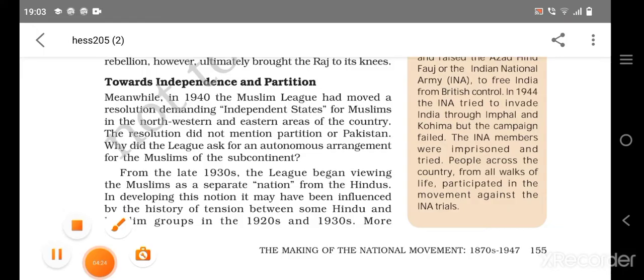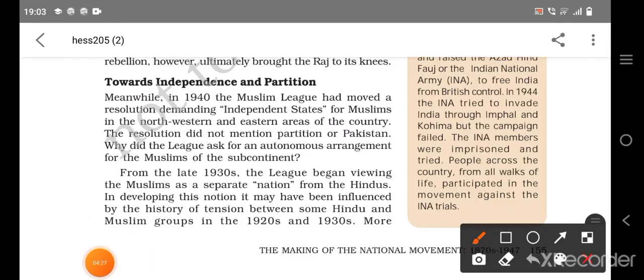Basically, from the late 1930s, the League began viewing Muslims as a separate nation from Hindus. Why did they think so? Because somewhere they were getting the idea that Muslims are a minority with a totally different religion and a totally different lifestyle from Hindus. Hindus have different gods, Muslims have different gods, the clothing is different, the eating habits are different. Hindus are mostly vegetarian and Muslims are mostly non-vegetarian. This is how there were differences between them, which made Muslims very different from Hindus.